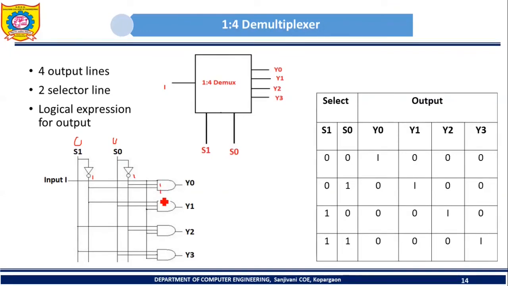For this first AND gate, both will be 1, 1, and the third input of this AND gate is the input I. So which operation will be performed by this first AND gate? I into 1 into 1. So what will be the output? The output will be I. So Y0 will carry I, and the remaining output lines will be 0. Similarly, you can verify the working of this demultiplexer for other combinations of the selector lines.